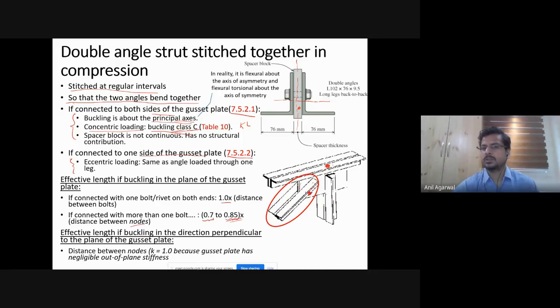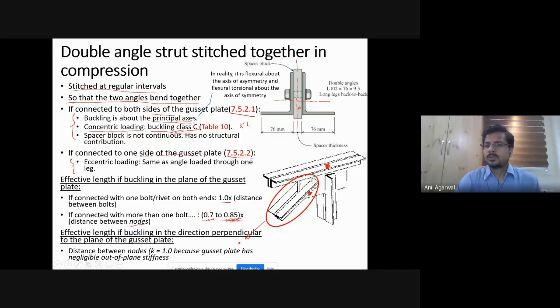You may have a welded situation also. And this is the location of the node. Fine. So it says take the distance between the nodes from here to the other end of this member. That total distance times 0.7 to 0.85. I will simply go with 0.85 to be conservative.